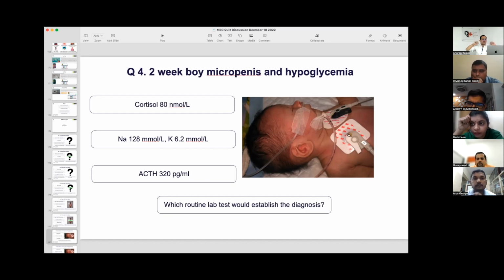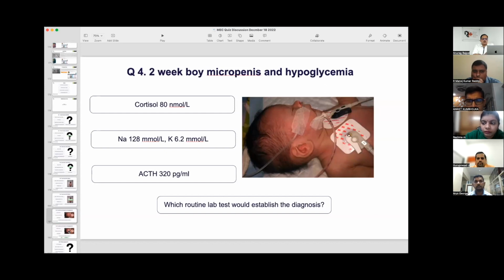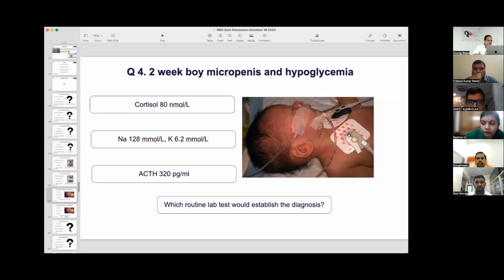So anyway, hyponatremia, you have to think of SIADH. So that is the correct answer. Five points to Dr. Arun. The next question is directly to Dr. Arun.